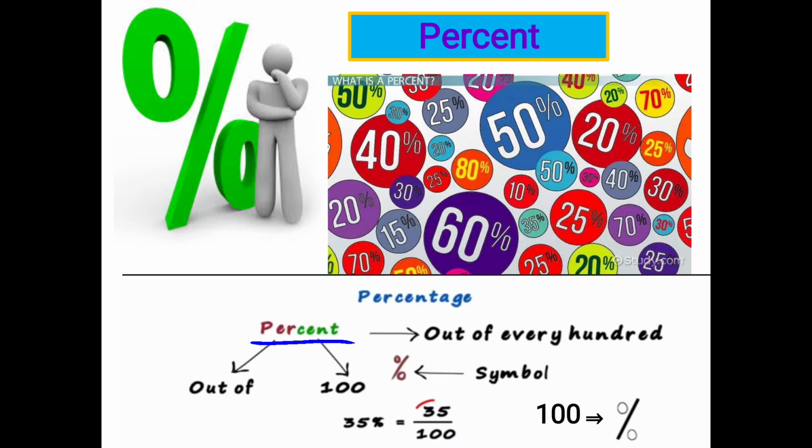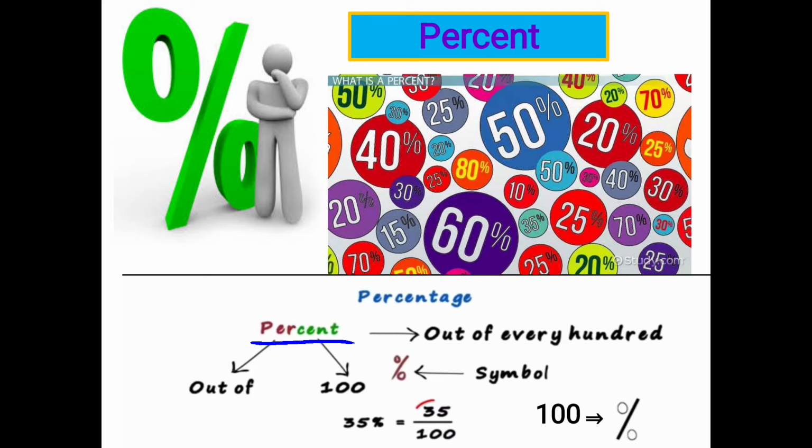This is called the percent symbol. You can think of it like this: the 1 rests between two zeros, and the two zeros are tied up with it. So this is called the percentage symbol.